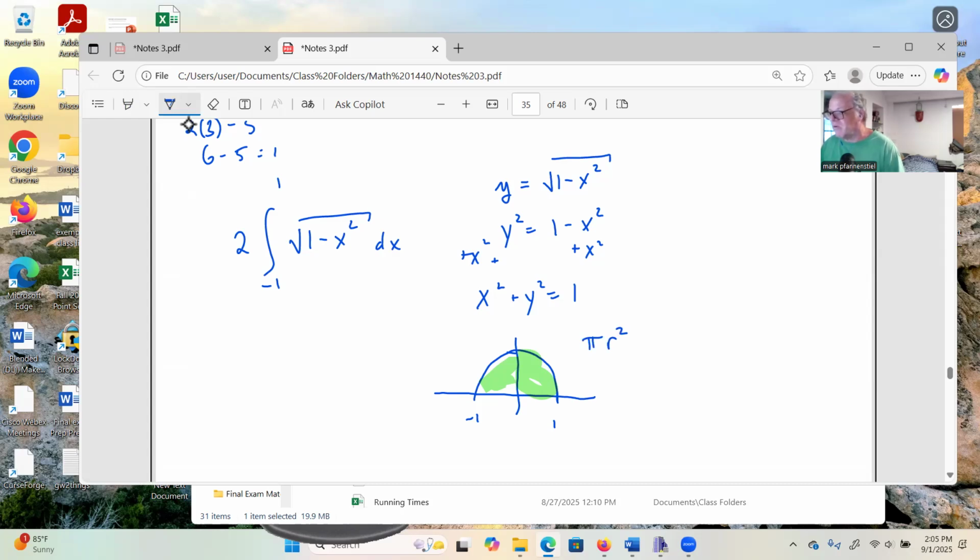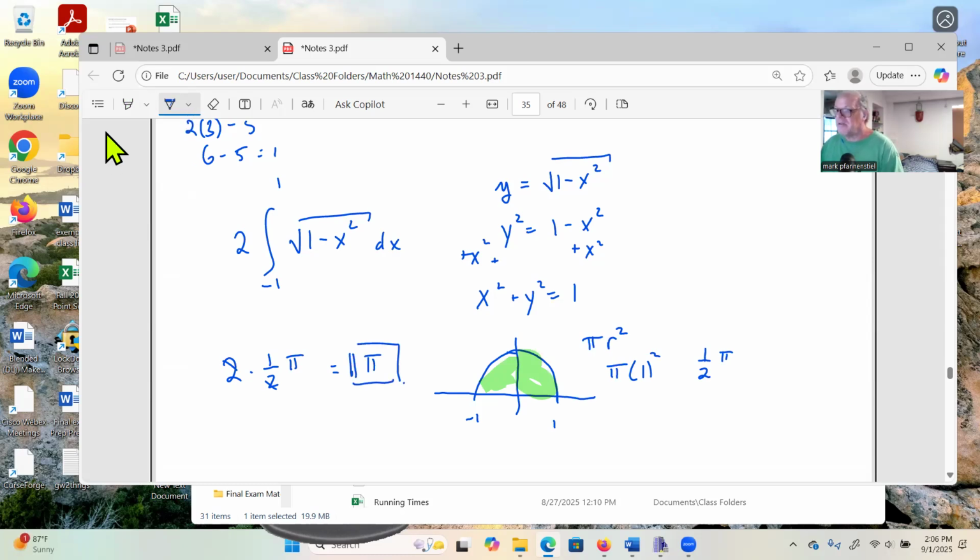The radius here is 1, so we're just going to have pi times 1 squared. Now, here we don't want the whole circle. We just want the top half of it. So it's 1/2 pi. That's why they put a 2 here. So it's 2 times 1/2 pi. The area under my curve is 1/2 pi. That's what I would take after this. The 2's cancel, and our answer for this is going to give us pi.